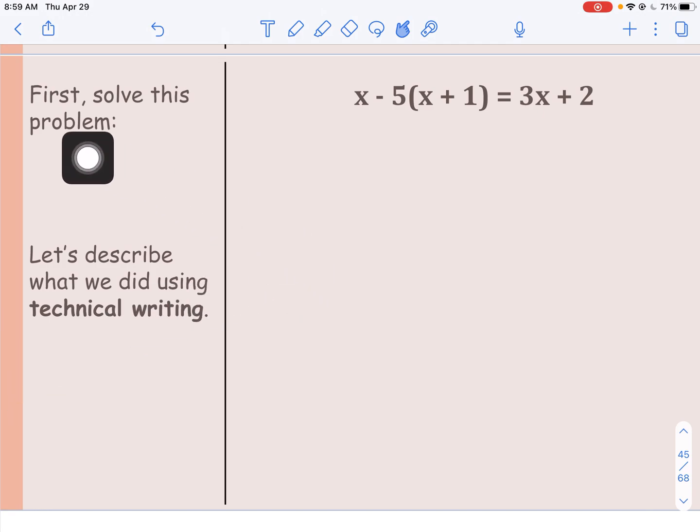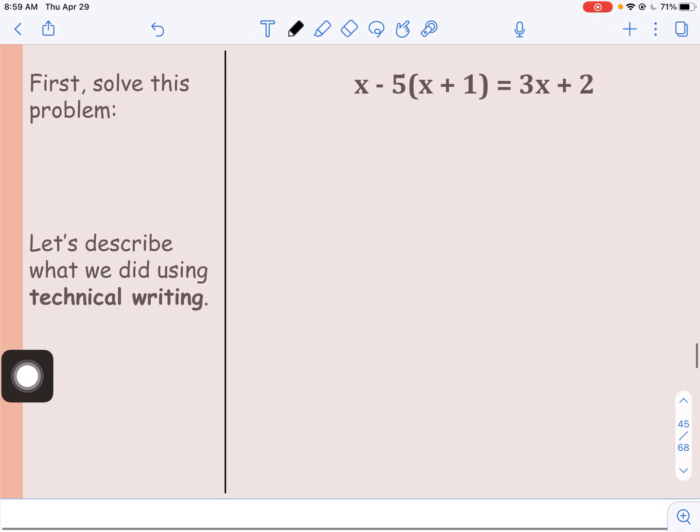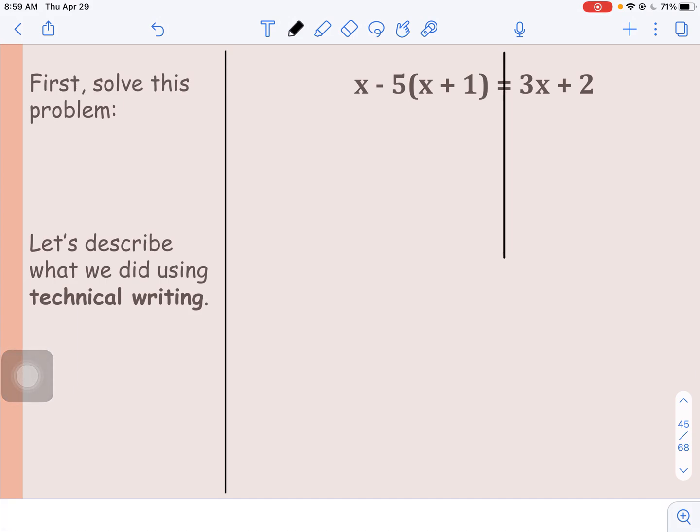So the first step for this is we're going to solve the problem. Then we're going to describe what we did using technical writing. So go ahead and pause the video here and write this down. Okay. Let's start then. We're going to solve this problem first.